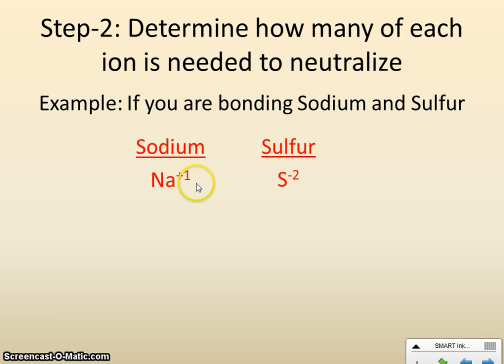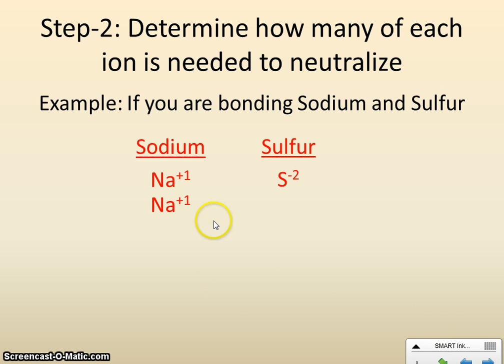So if you look at this right now, if we were to have one Na+ and one S2-, would that be neutral? Well, you have +1 and -2. Overall, that would have a -1 charge, right? So no, we need some more positives here. So what we're going to do is add another sodium ion.